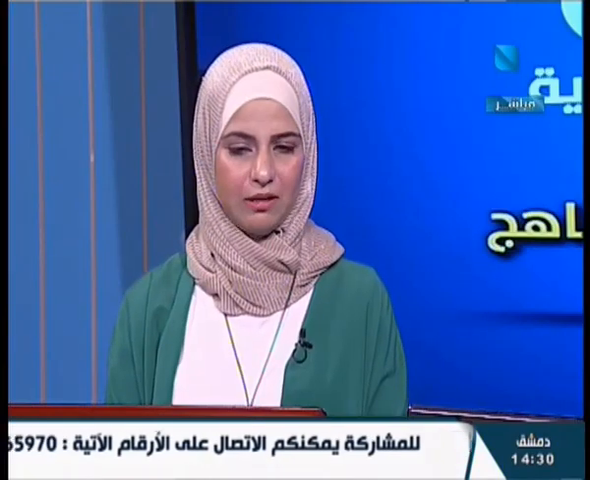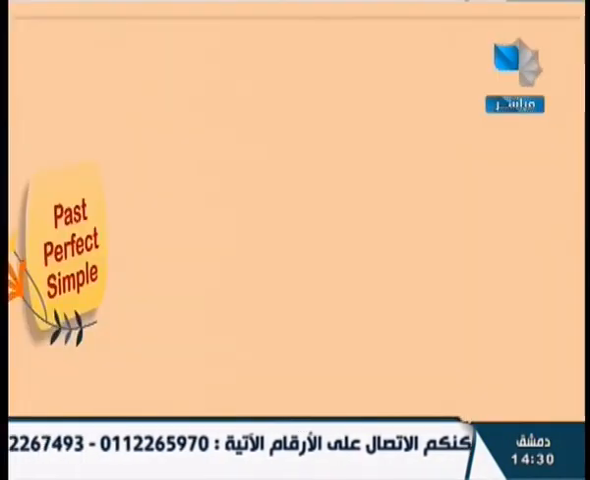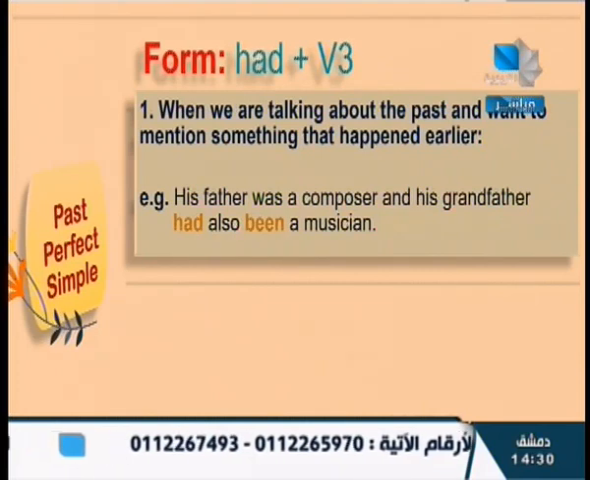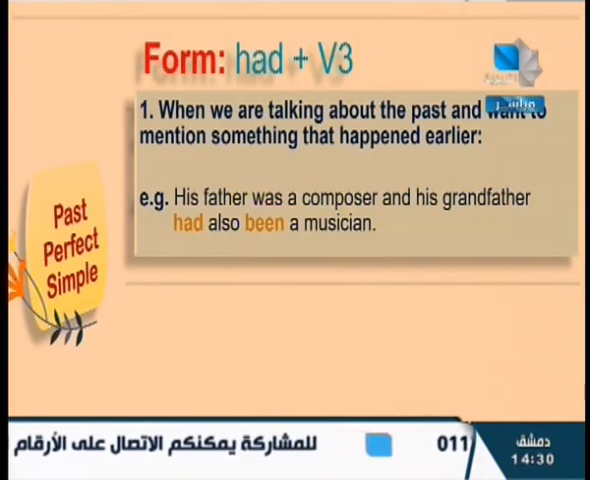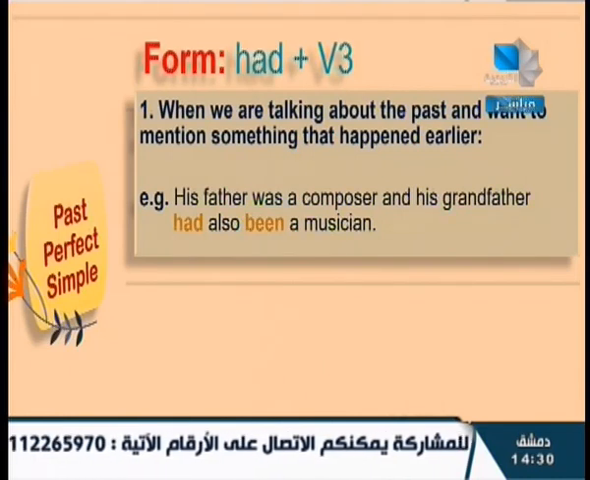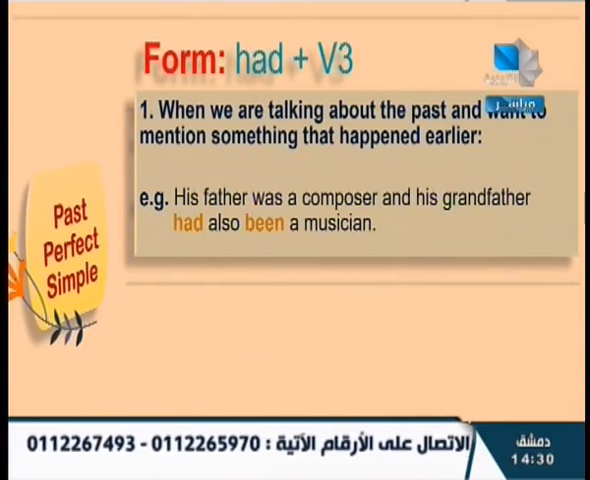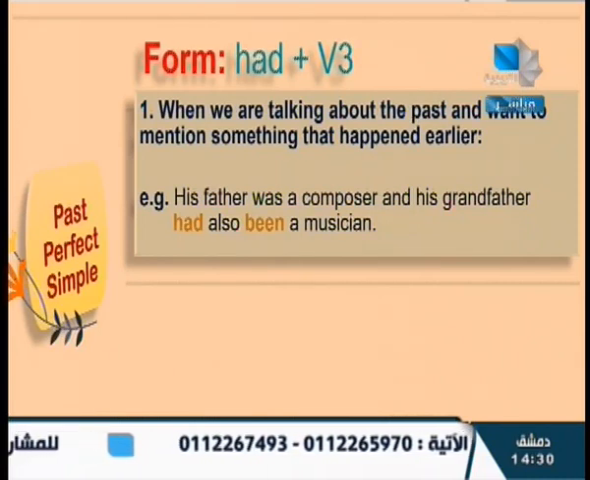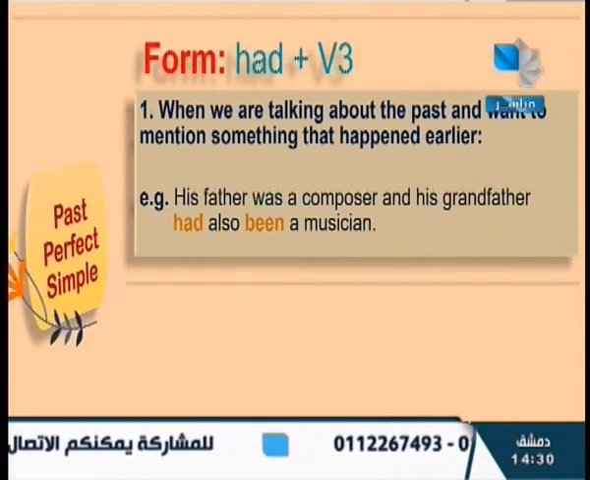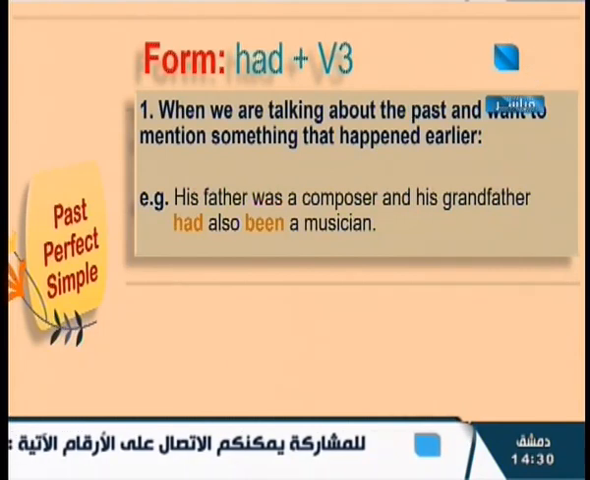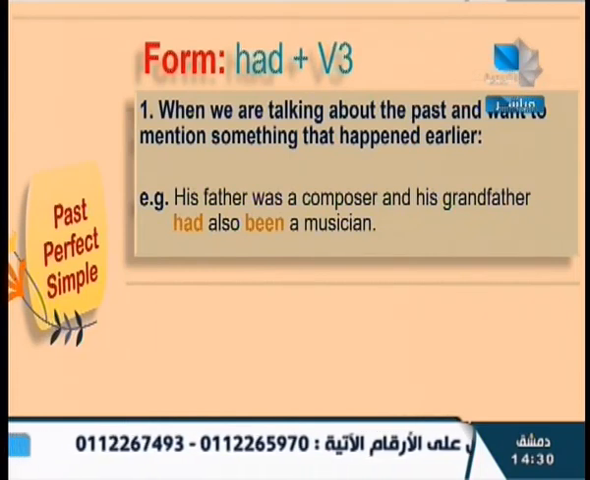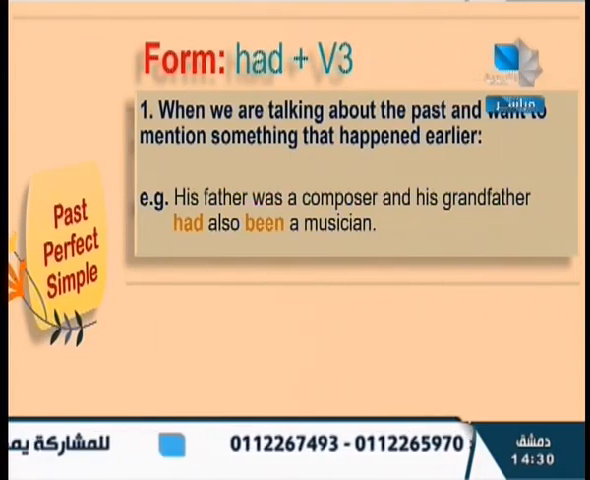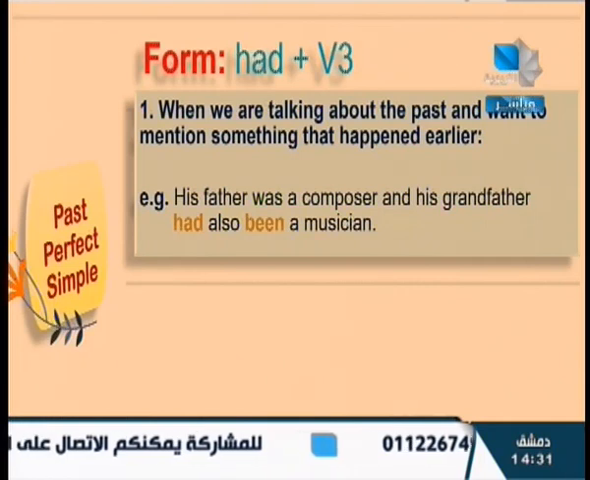Okay, what do we have next? Yeah, we have the past perfect simple. To form the past perfect simple, we use had followed by the past participle of the main verb. This tense talks about the past in the past. We use it when we are talking about the past and want to mention something that happened earlier. This tense says that an action was completed at a time before another action happened in the past. Good. For example, his father was a composer, and his grandfather before him had also been a musician.